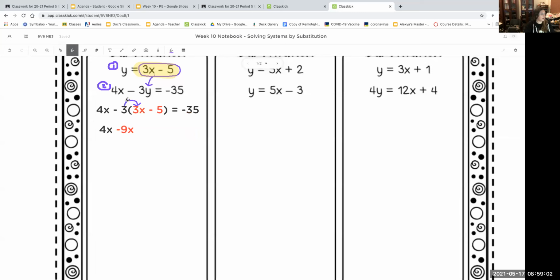I'll distribute again. Negative 3 times a negative 5. A negative times a negative is going to give me what? Positive. Positive what? 3 times 5 gives me 15. Everything else comes down.